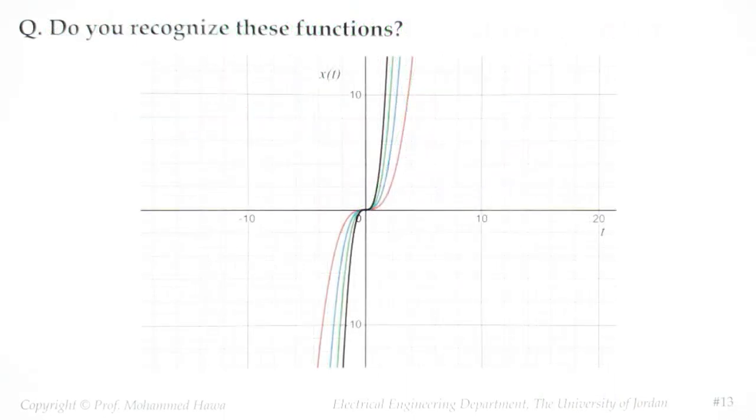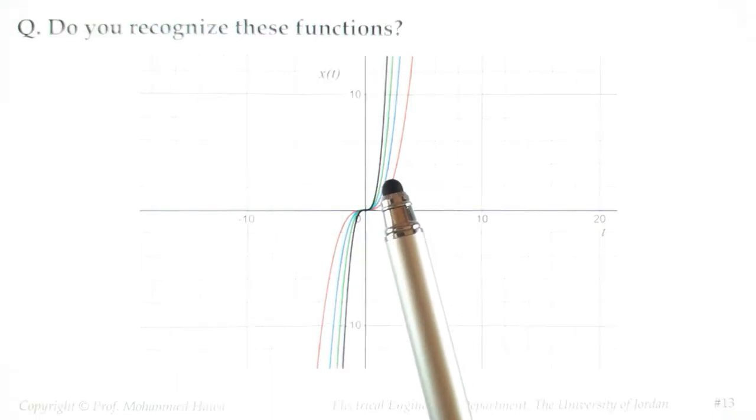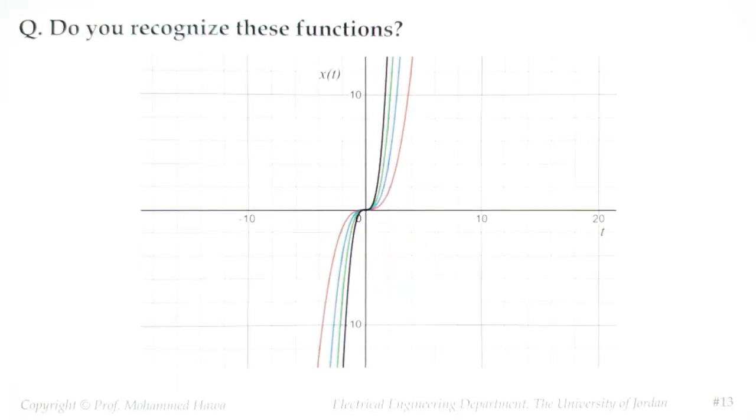All right, we talked about the parabolic function. Now let's talk about another function, but this one is a homework for you guys. Try to figure out what this function is. It is the same function. I just use different scaling factors here between the red, blue, green, and black functions. So please try to figure out what function that is.